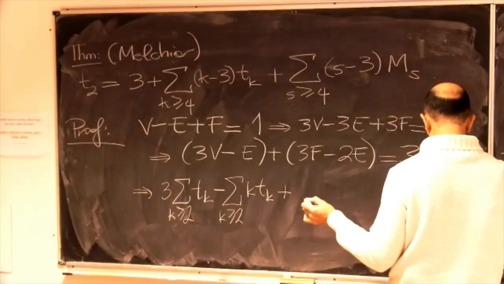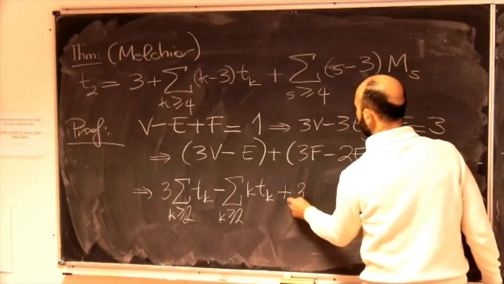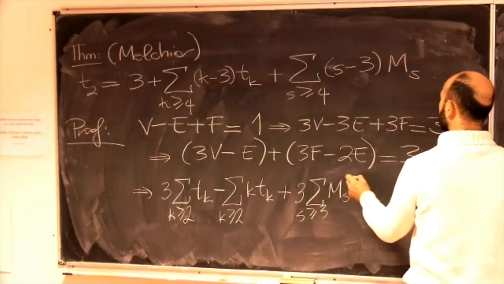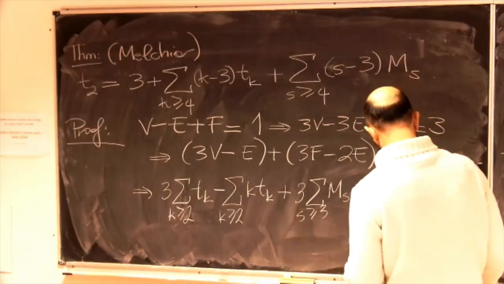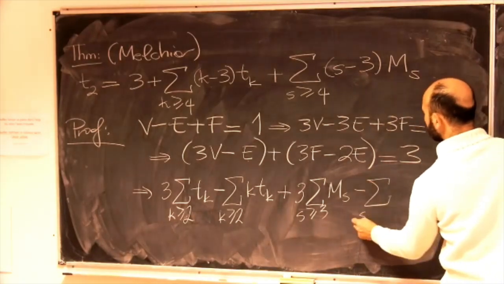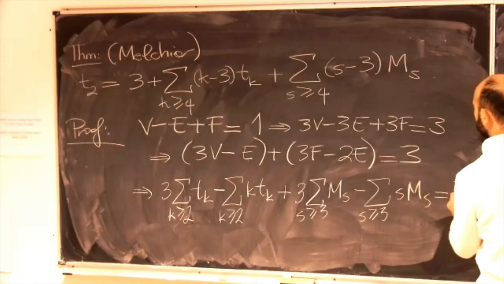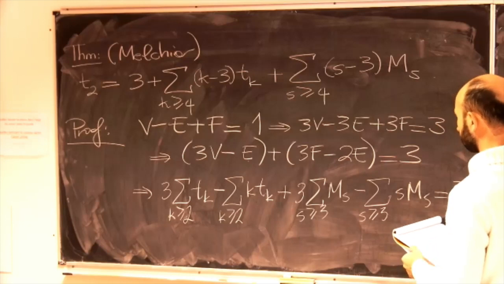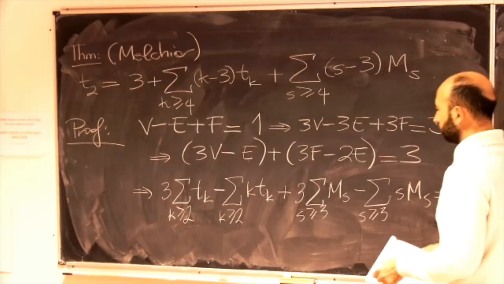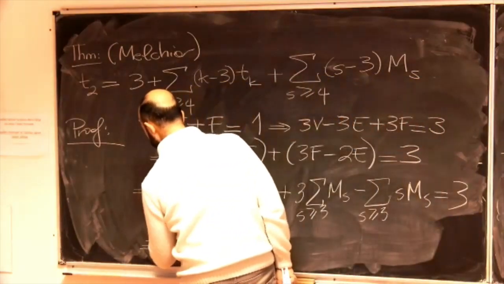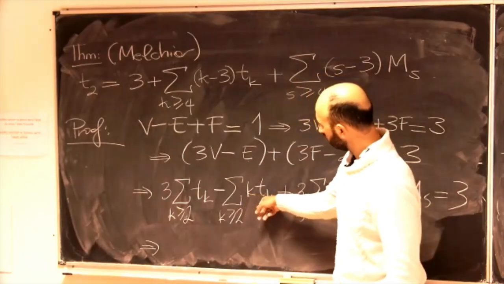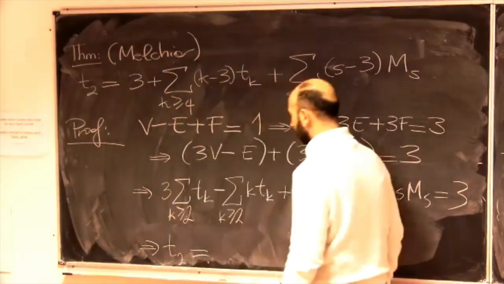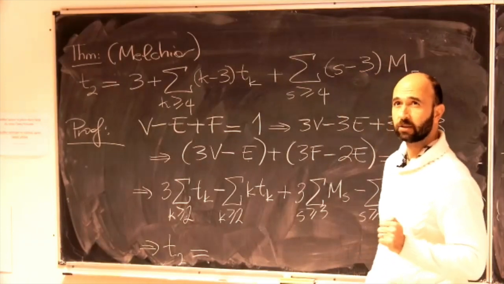For 3f, well, f is the sum of all ms's. So 3 times sum ms. For 2e on this side, use part B of the lemma. So this equality must be true. Now, if we look at this a little bit more closely, when k is equal to 2, you get 3t2 minus 2t2, which is t2. I just keep this on the left-hand side and push everything else on the right-hand side.